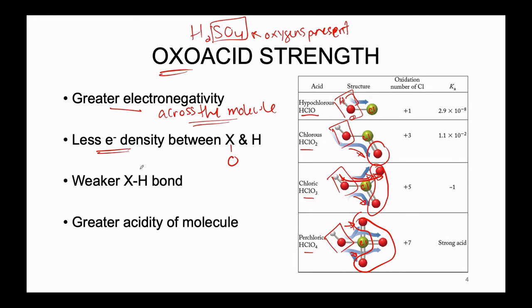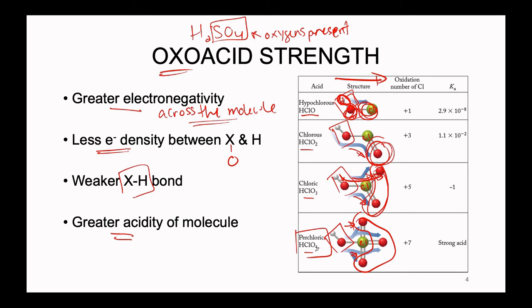This is going to, as a result, weaken the OH bond. If more electron density is being pulled away from the OH bond, there is less electron density to circulate between the hydrogen and the oxygen. The electrons that would be holding these 2 atoms together are now circling further away, spending less and less time between the O and the H as we increase the number of oxygens. This is going to result finally in a greater acidity.